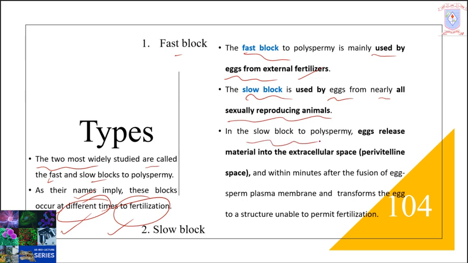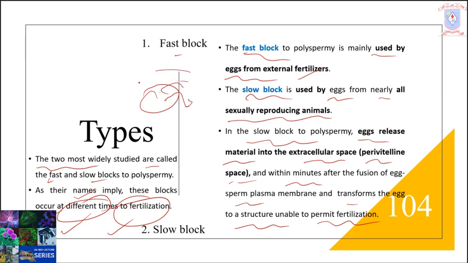In the slow block to polyspermy, eggs release material into the extracellular space, that is the perivitelline space, within minutes after the fusion of egg and sperm plasma membranes, and transform the egg into a structure unable to permit fertilization. That means in the slow block, the eggs release certain chemicals into the perivitelline space and make the membrane rigid and stronger to prevent the entry of further sperm into the egg plasma membrane or egg cytoplasm.